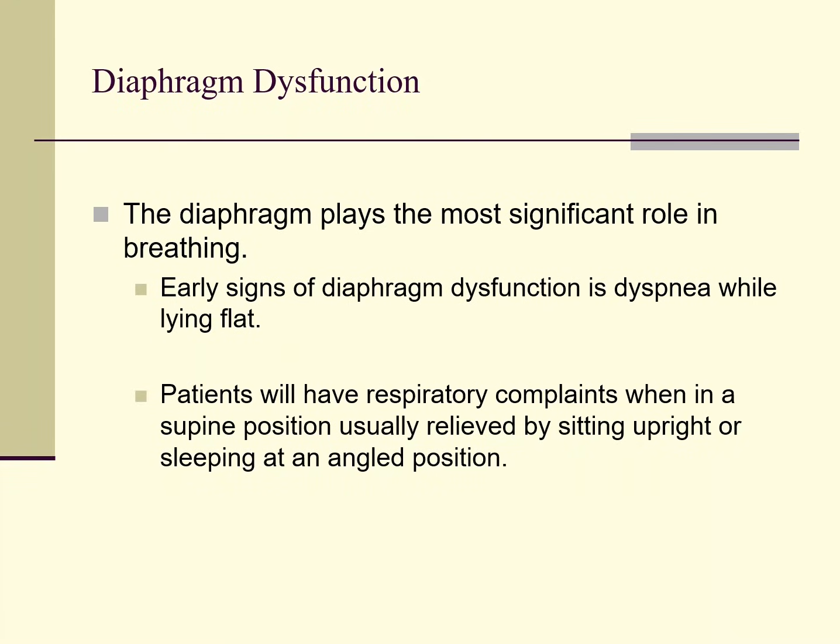Now, many patients ask, what are early signs of diaphragm weakness? This is a very difficult question to answer because it varies in a lot of patients. However, in general, a very early sign of diaphragm weakness is shortness of breath when laying flat. This is why a lot of patients with neuromuscular disease would prefer to sleep at an angle or sometimes on their side.